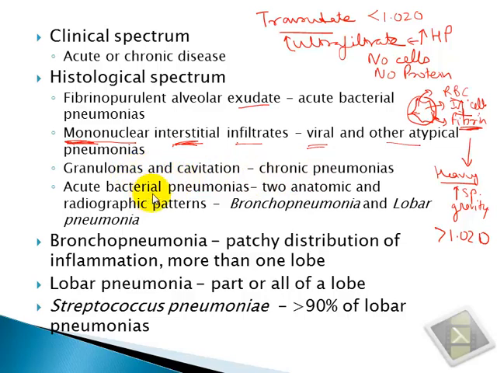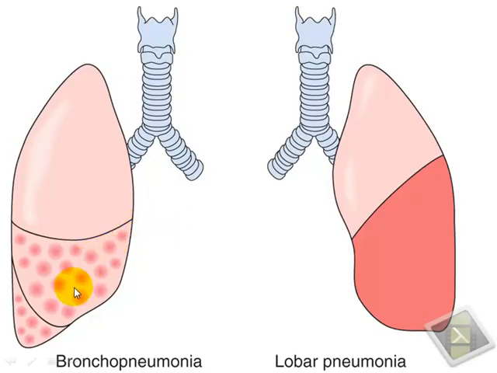Now, acute bacterial pneumonias, as we have discussed earlier, will have two anatomic or radiographic patterns, which are called a bronchopneumonia and a lobar pneumonia. This is how it is. This is a bronchopneumonia. You can see they have a focal pattern of involvement of the lung. They may involve more than two lobes. They may involve the whole of the lung, but this is a very patchy distribution which you can see here, as compared to a lobar pneumonia. The whole of the lobe is affected.